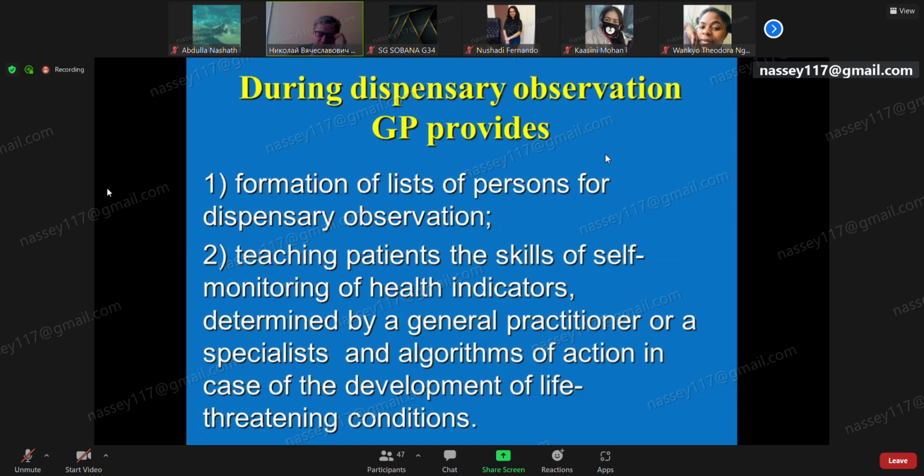And as we said before, this process should include teaching the skills of self-monitoring of health indicators. The new generation of adults is more predisposed to applying new technical devices without any problems.